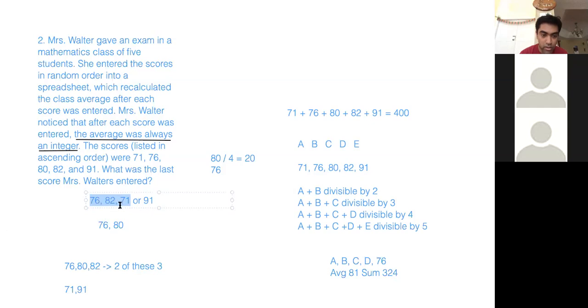Let's see. Let's double check this. Does 76, 82, and 71 work? Is this sum a multiple of 3? Oh, that doesn't work because it doesn't go evenly. It's 76.3. Okay, yeah. So what number do we need here? 91. Yes, so let's try that. So what is the sum here? This adds up to 249, divided by 3 is 83. So yes, this does work.